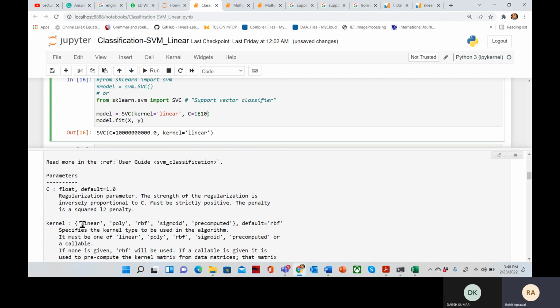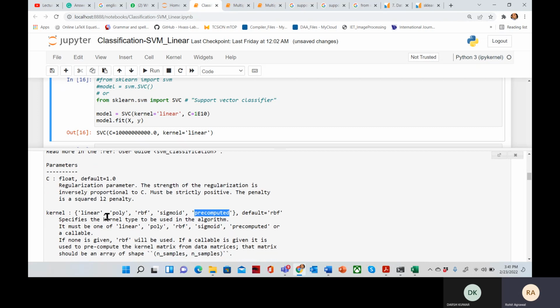These are the kernels. That means linear for linear classification, polynomial, radial basis function, sigmoid. There are a lot available. I think you are aware of only linear and polynomial. But there is also radial basis function, and one more is sigmoid. Precomputed means you have already computed and then want to use that in your SVM. Clear? So we are using linear. We can use polynomial, RBF, sigmoid, and so on.